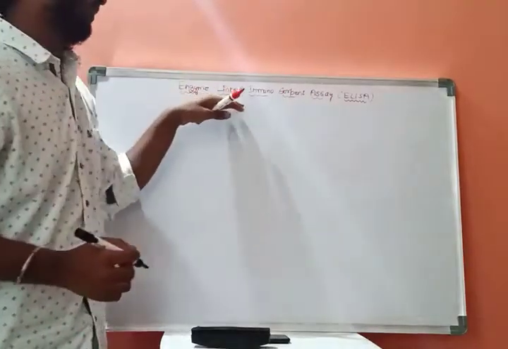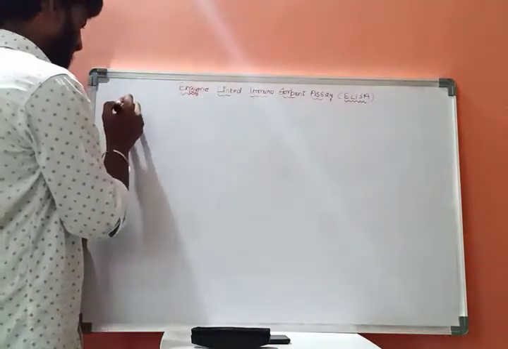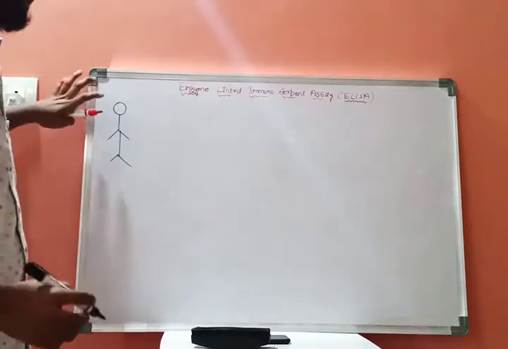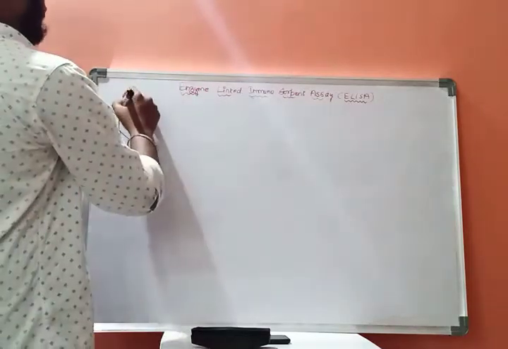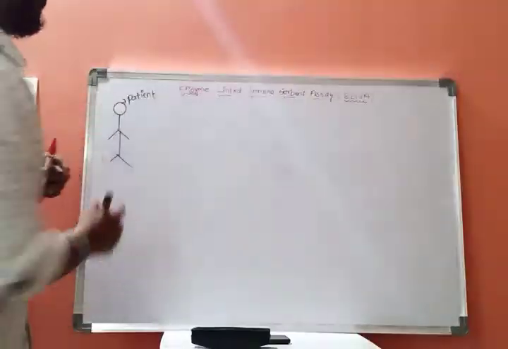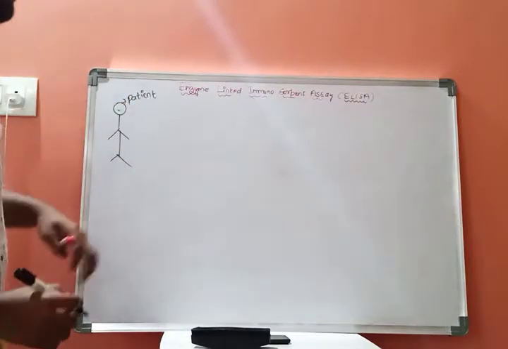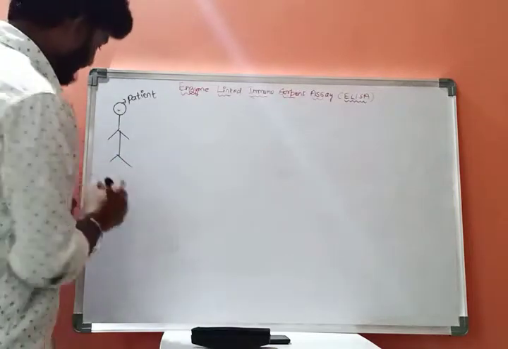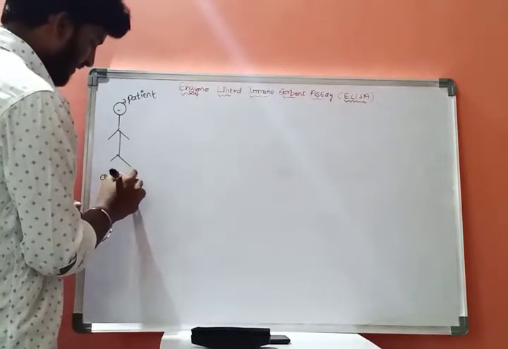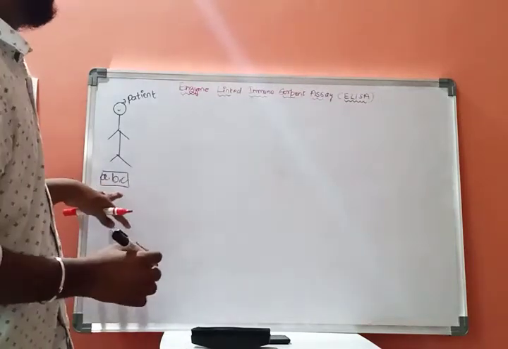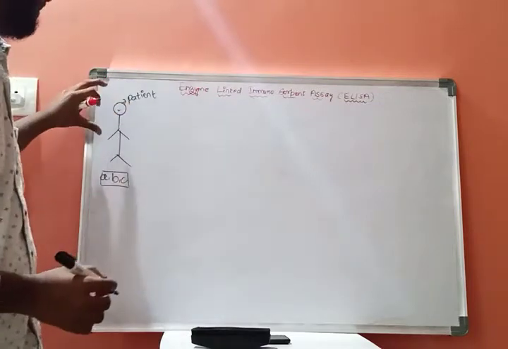While discussing this ELISA test, we need to take one example, that is, let us consider a person. Let us consider this is a person or he is a patient, and he is a patient in which the serum of this person contains antigens like A antigen, B antigen and C antigen. These are the three different kinds of antigens which are present in serum of a patient.